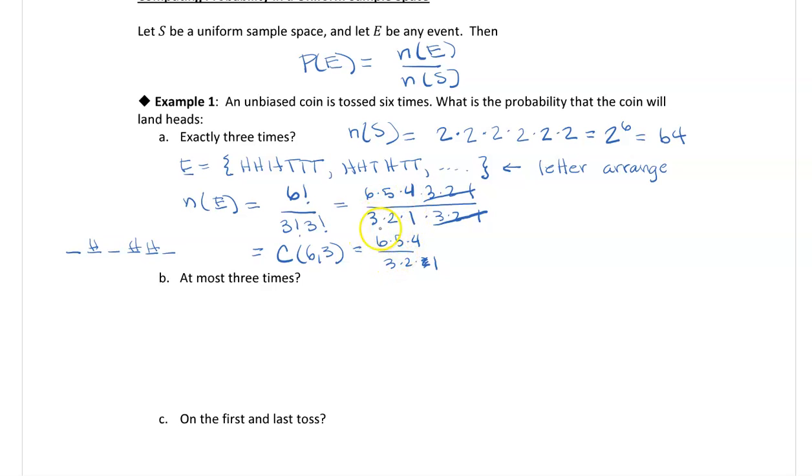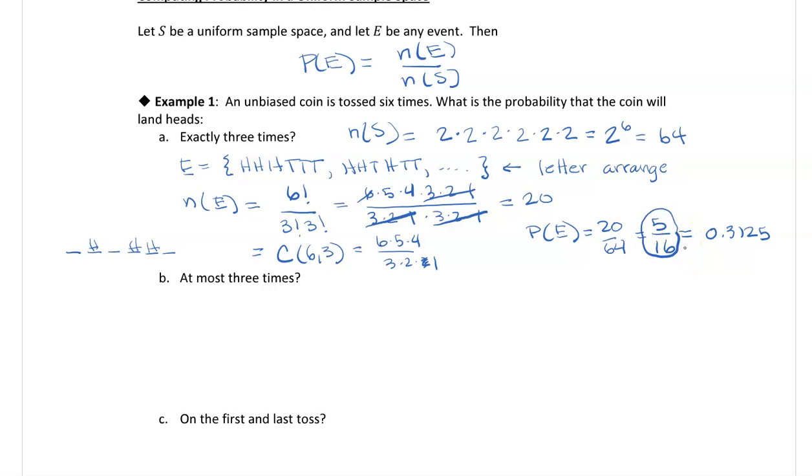So, all right, let's just do this calculation. 3 times 2 times 1 is 6, so I cancel out the 6. And I end up with 20 ways that I can get exactly 3 heads. So the probability of this event is 20 out of 64, which is 5 over 16. Or if I want to write it as a decimal, it's 0.3125. Okay, I'm going to circle that so you see that's my answer.